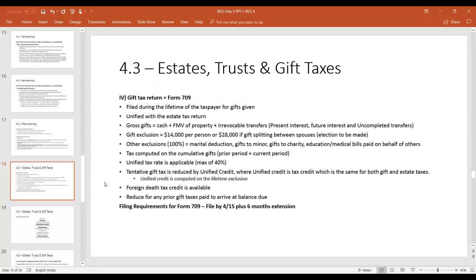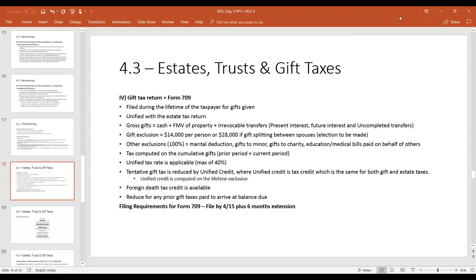And why is it that, right? So far we're doing all tax returns that are done during the lifetime of the taxpayer, whether it is an individual or a business tax return. A gift tax return is also something that's filed during the lifetime of the taxpayer for gifts given. Remember, the recipient of the gift has no tax liability, but the payer of the gift may be subject to tax liability. Now, generally, the gift tax liability is unified with the estate tax liability.